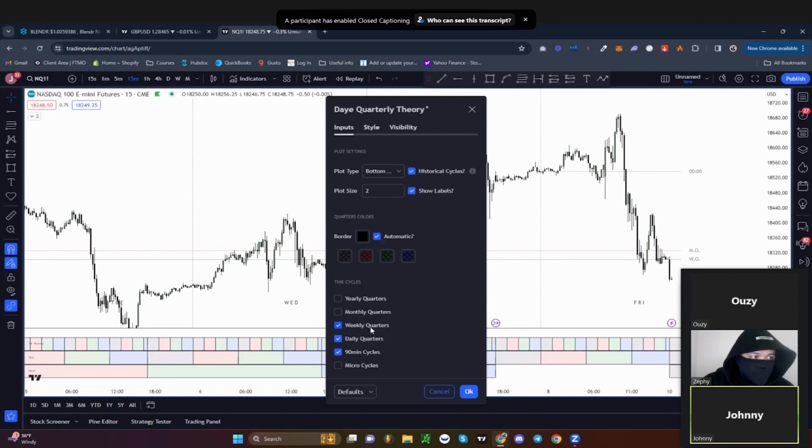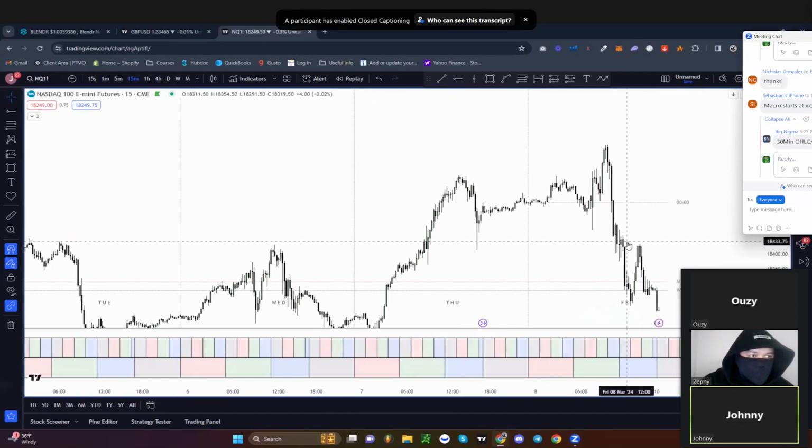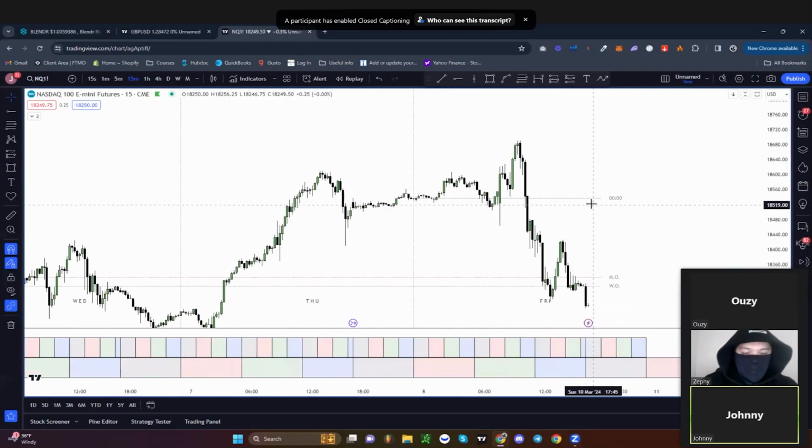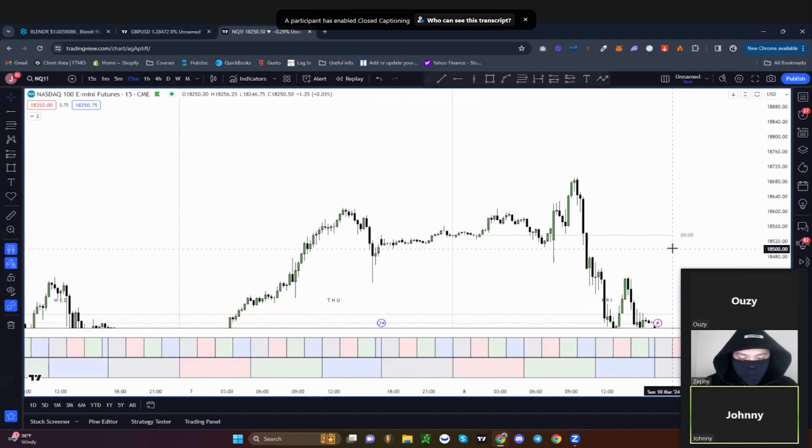So on Friday, you just want to use the daily and 90-minute cycles. Again, the 90-minute cycle starts where Asia opens. Where's Asia open? Right here. So Asia open, right when the daily candle opens, you want to start separating it by 90 minutes. And these give you your quarter one, quarter two, quarter three, quarter four.